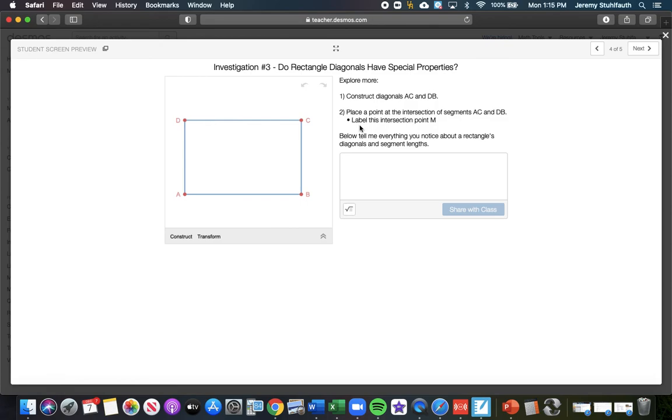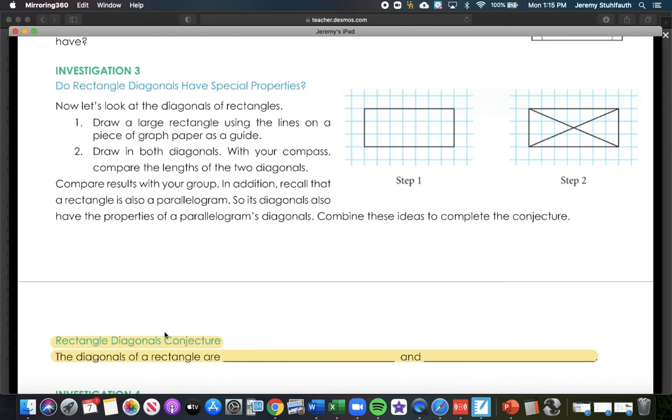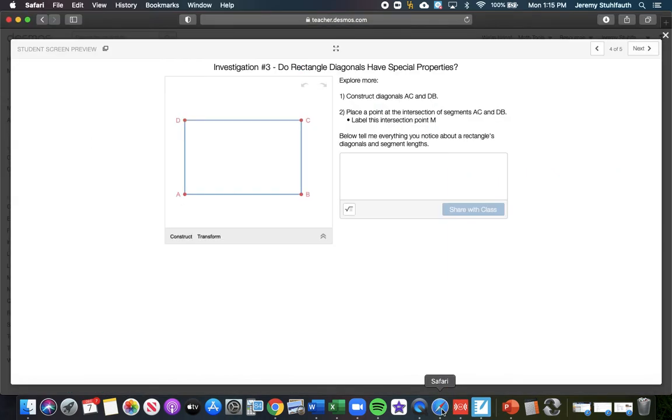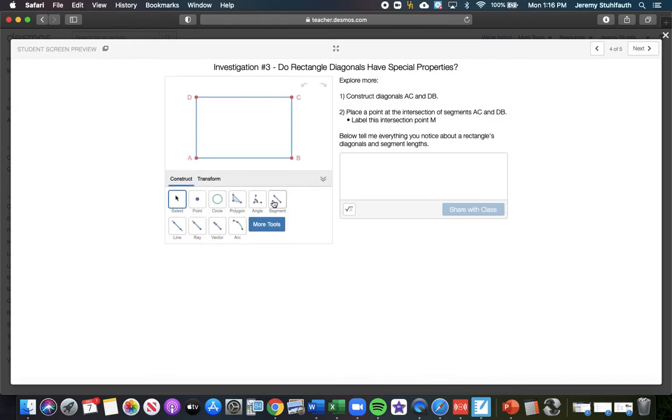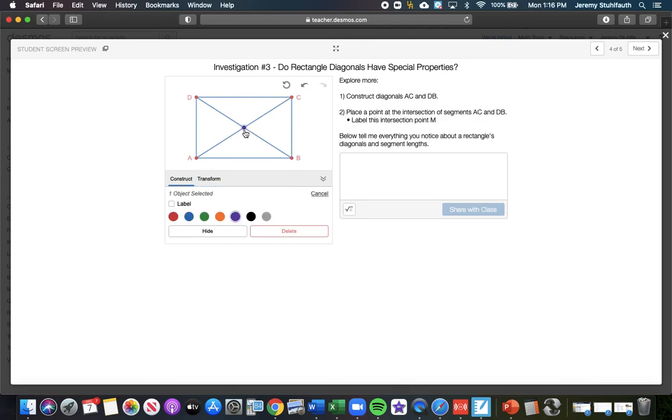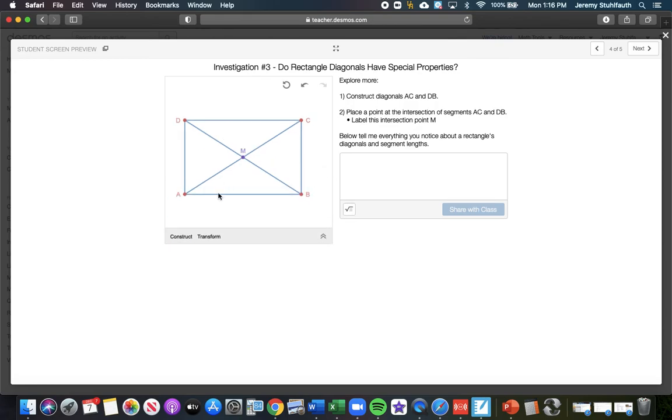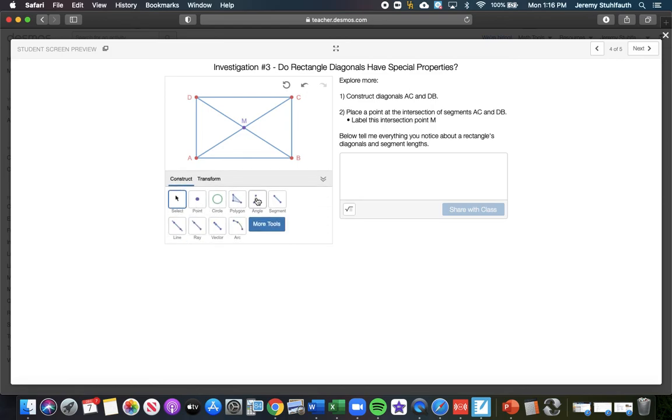And if you are looking at your notes, you'll see that our conjecture is based on the diagonals. So let's take a look at this. What we are going to notice here is after we draw our diagonals, we have diagonal AC and diagonal DB. And then we're going to put point M in here. So point M.